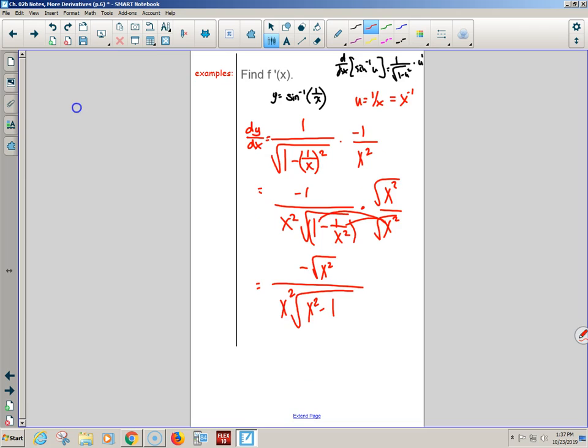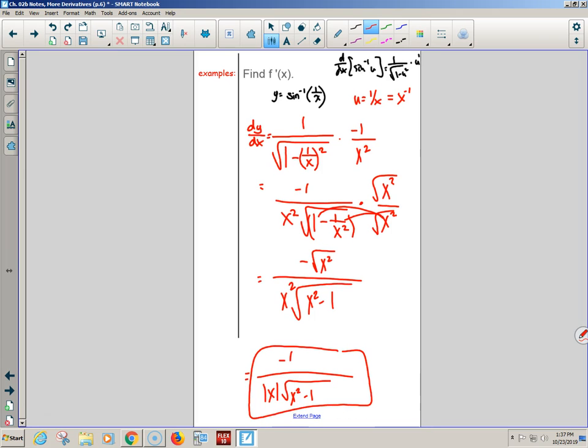Here's the struggle. Can you guys make this match with the final answer they would have? No, because you're like, why the heck did an absolute value come?